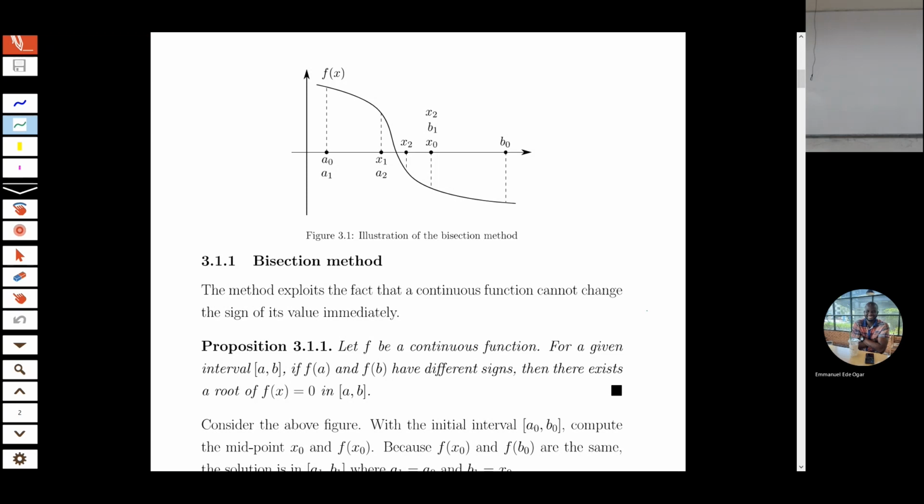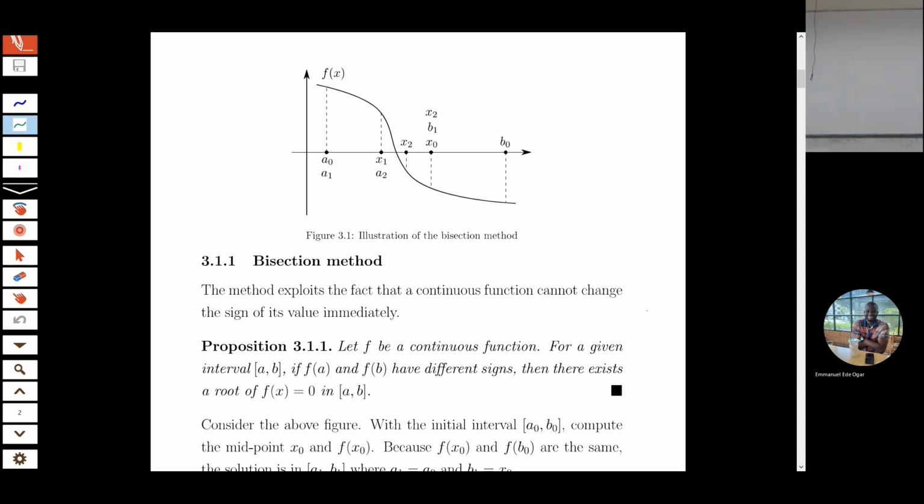Instead, it's reduced by half. Then the root is now within the interval from a naught to x naught instead of x naught and b naught. Then the interval containing the root is halved in each iteration. Once we do this, we start doing this again until the interval is very, very small. Once it's very small, in numerical computation we specify the accuracy of the solution.